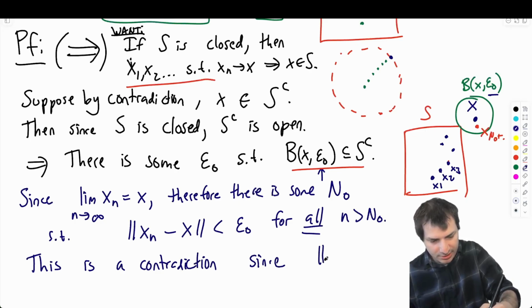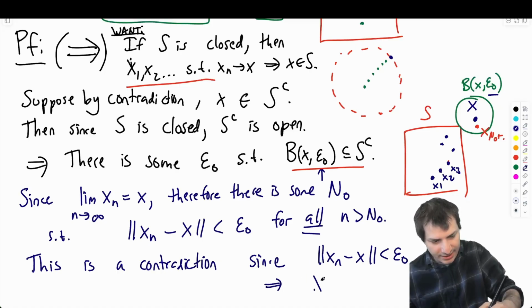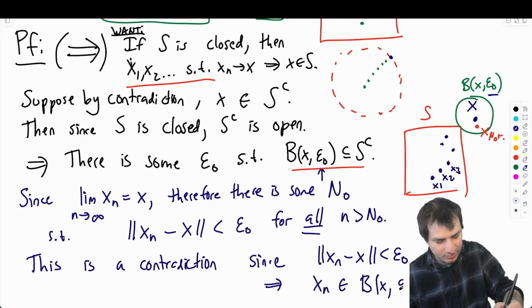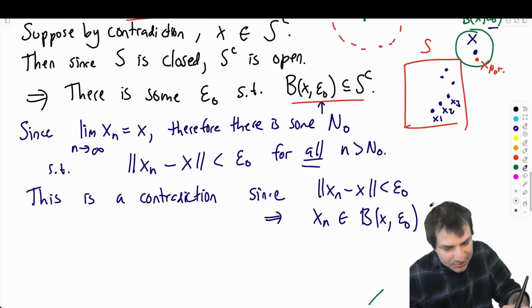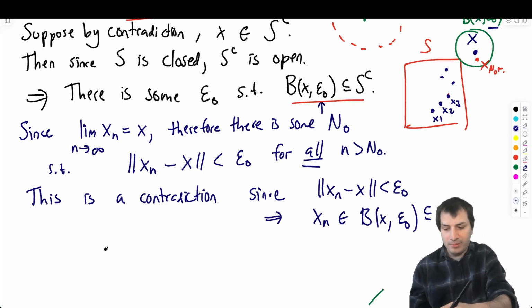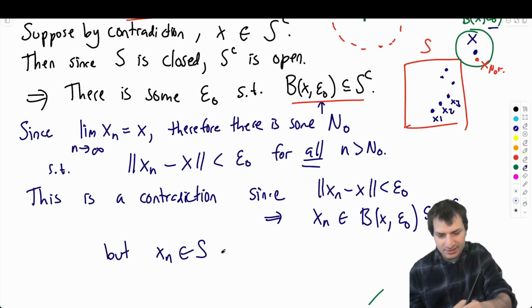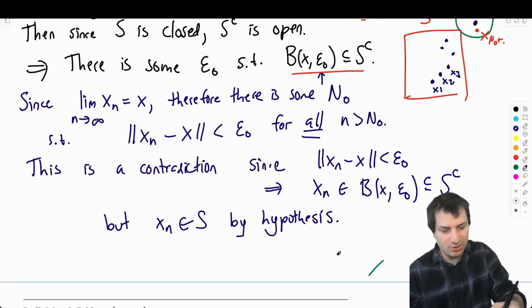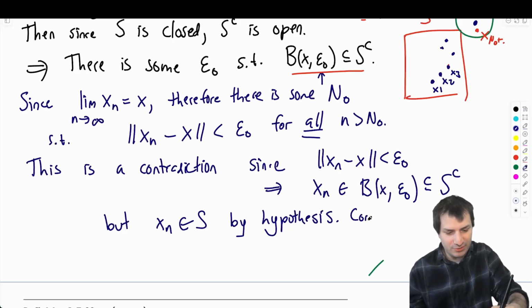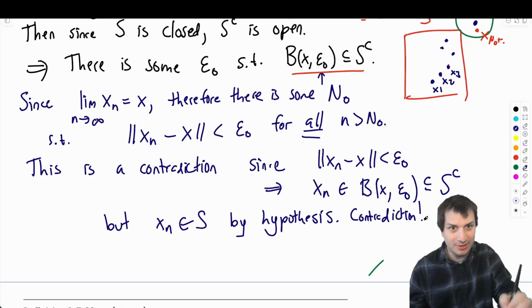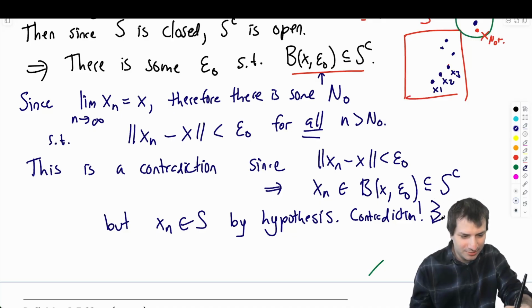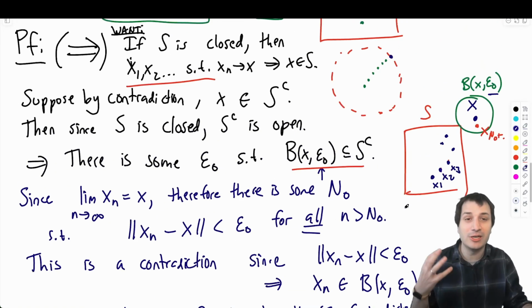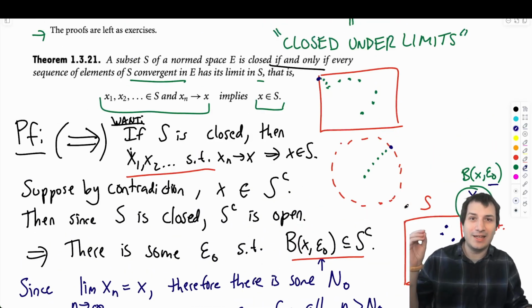Since |xn minus X| is less than epsilon naught implies xn is in the ball of X with radius epsilon naught, which is a subset of S complement, as we proved before, but xn is in S by hypothesis. And this can't be true. It can't be in both S complement and in S. So this is a contradiction. Let's write contradiction with a capital here. Some people do a little lightning bolt, which I like. Okay, we've reached a contradiction. So there's the proof by contradiction of why, if you have a closed set, it contains its limits.